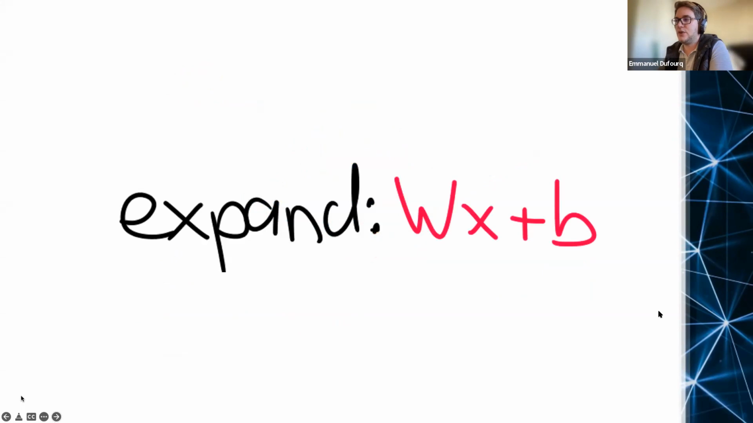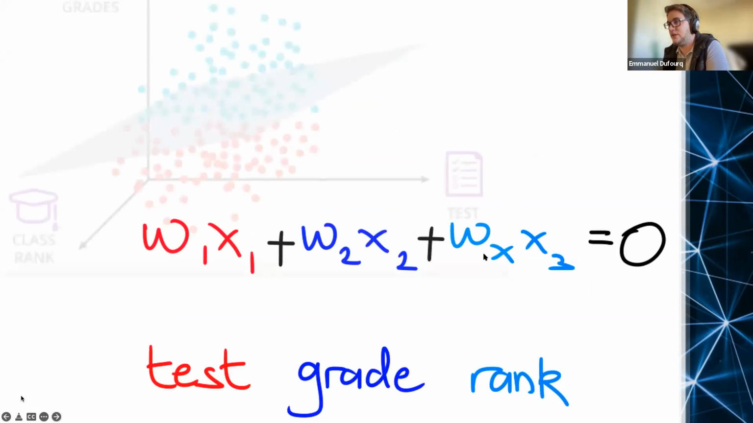So in other words, all we're doing is expanding our wx plus b because now we have a third feature. So we can say that w1x1 is the test, w2x2 is the grade, and w3x3 is the rank. So we can expand and keep on adding more and more features. The only result is that our expression just becomes a little bit longer and it has more w's and more x's.